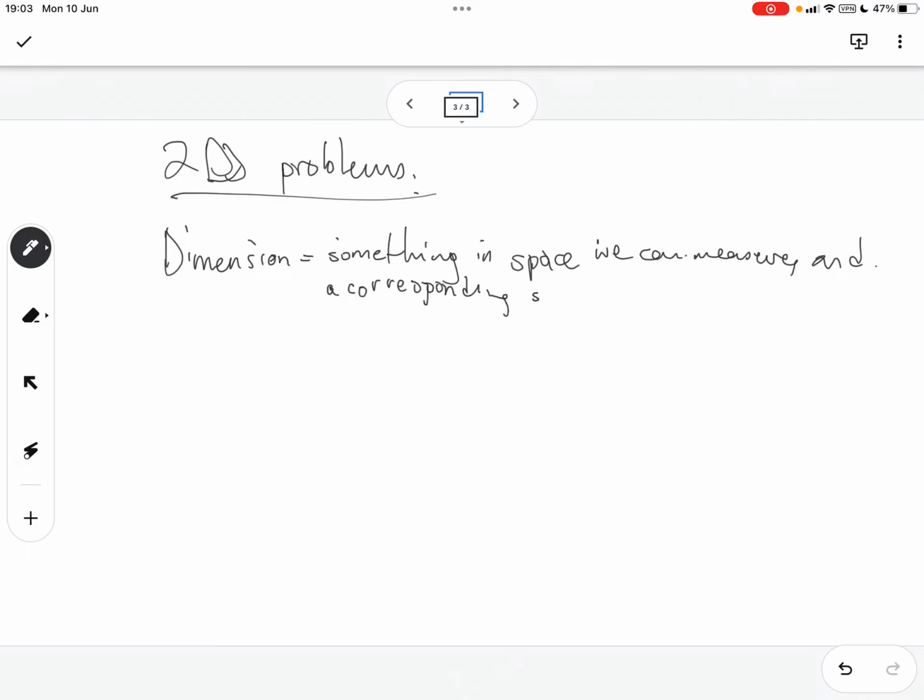And it's also the corresponding size, sizes or magnitudes. Yeah.